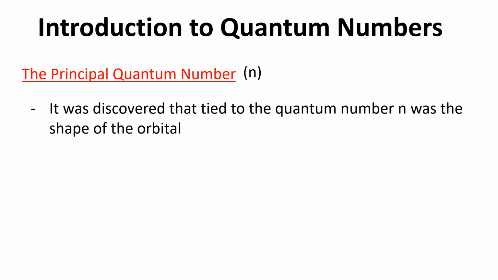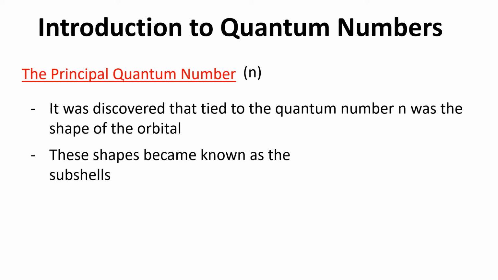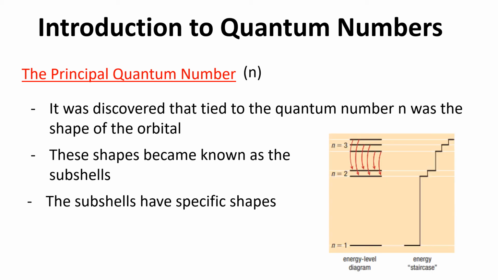So it was discovered that tied to the quantum number n was the shape of the orbitals. These shapes became known as subshells, and subshells have specific shapes. So what this is also saying is that electrons can only exist sort of on these flat lines here. They don't exist in between, say on this portion of the line. So they're either here or they're found up here, and when they get excited up to a higher state, they gain more energy and they drop back down. That's when these light wave particles get emitted.